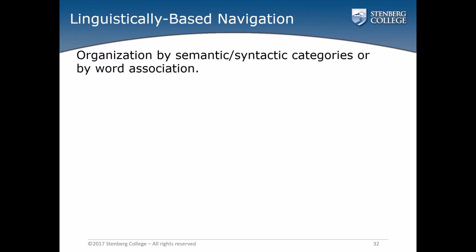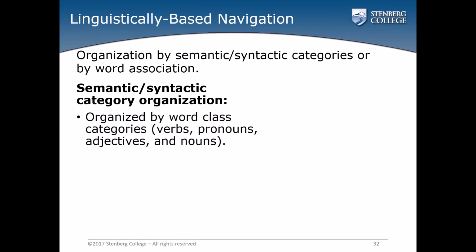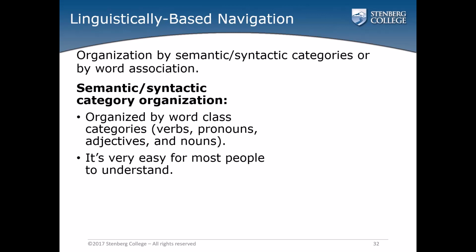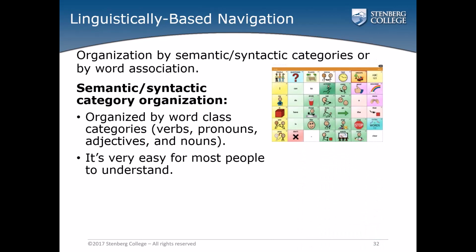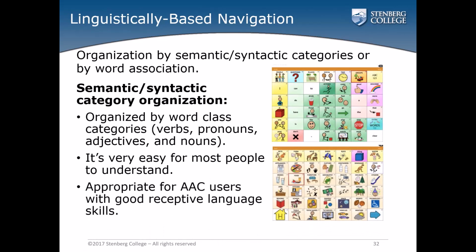So the first is linguistically based navigation, and we're going to consider the semantic syntactic category organization first of all. In this case, the words are organized by class categories, for example, verbs, pronouns, adjectives, and nouns. So it's very easy for most people to understand. Here are the categories that are organized, appropriate for AAC users with good receptive language skills.